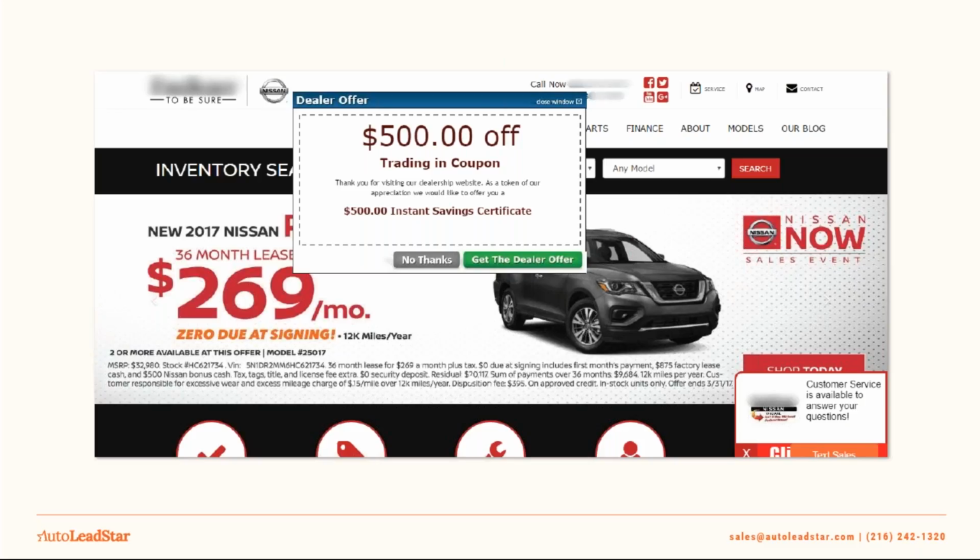Another issue here is with the copy, okay? "Trading in coupon." I don't really know what that means. It sounds like trade-in, but it might not be trade-in. It might be something else. And if you look at the call to action, it actually does not clear up any of the confusion. "Get the dealer offer," right? What's the offer? What is the offer for? What am I getting? Okay, so there are a lot of things that could really have been done better here.